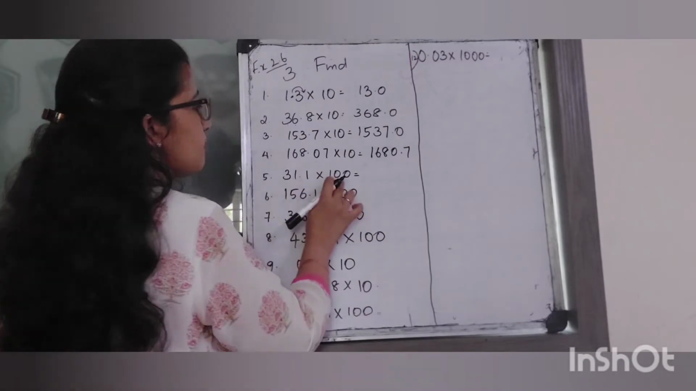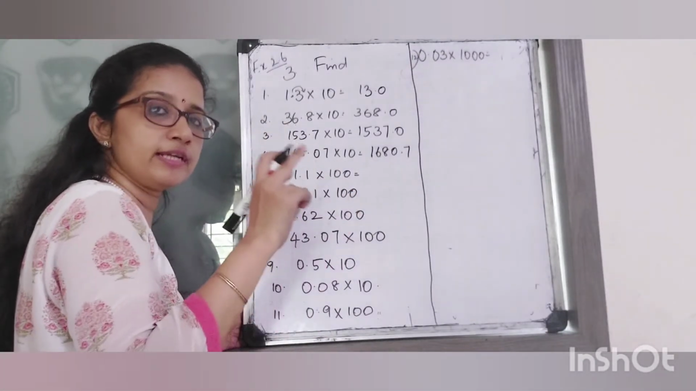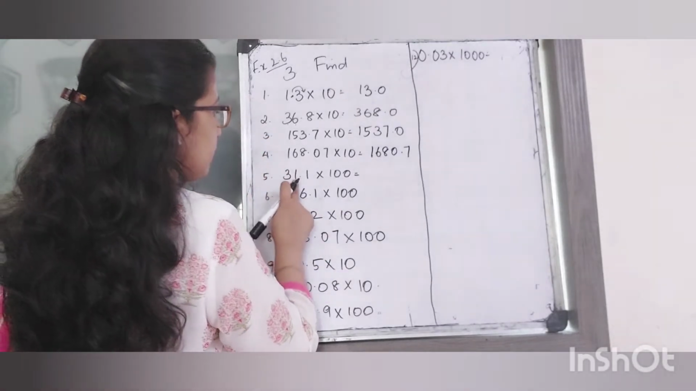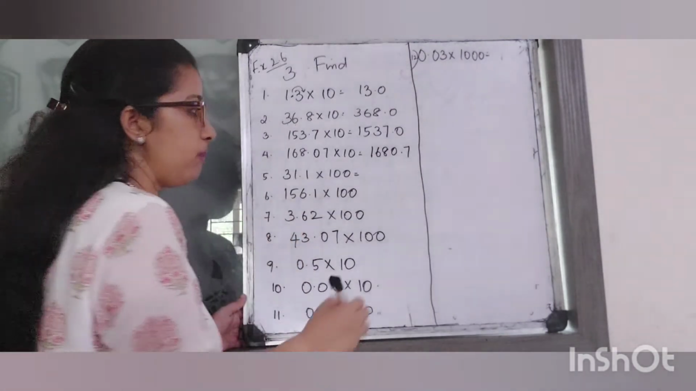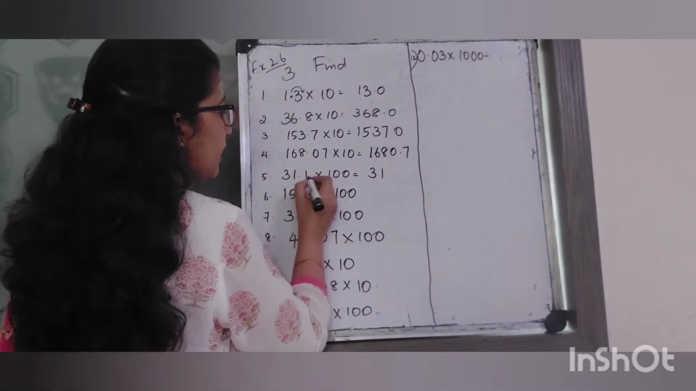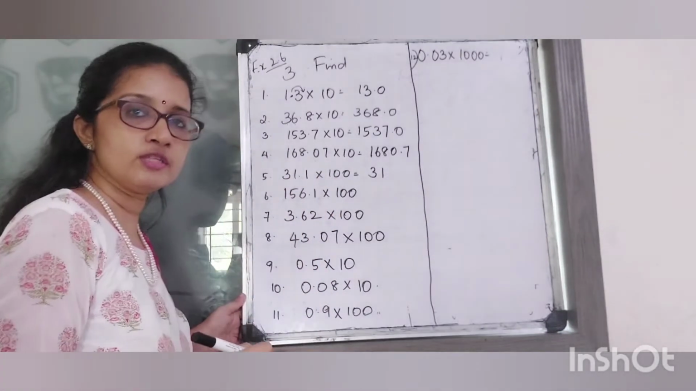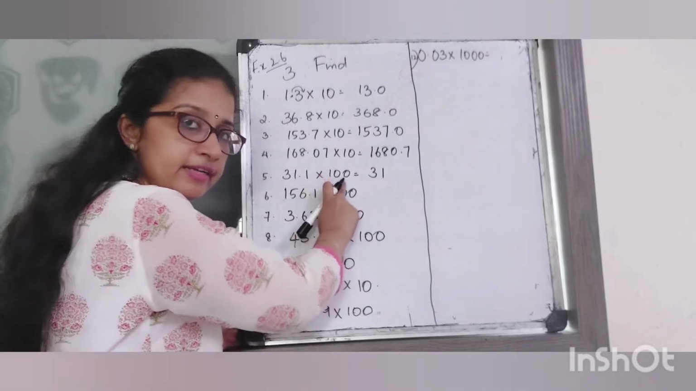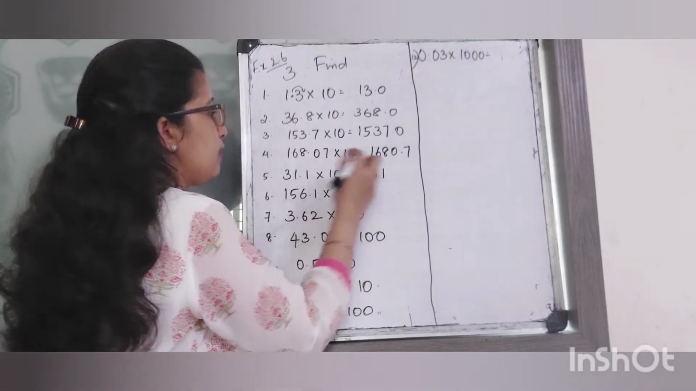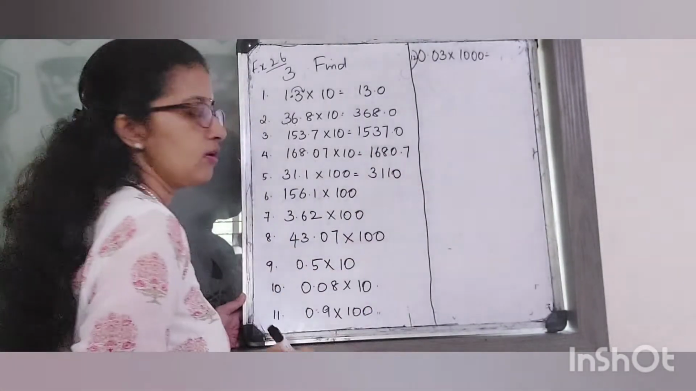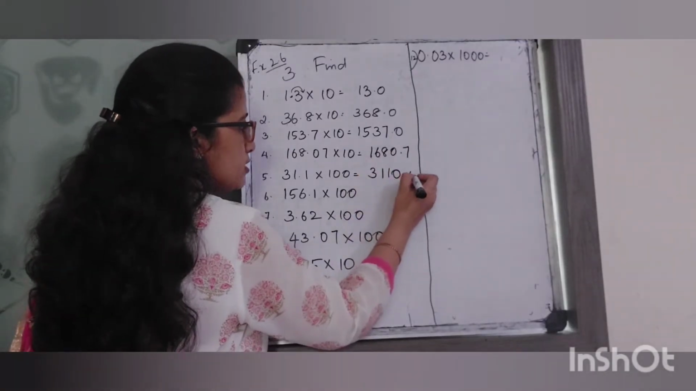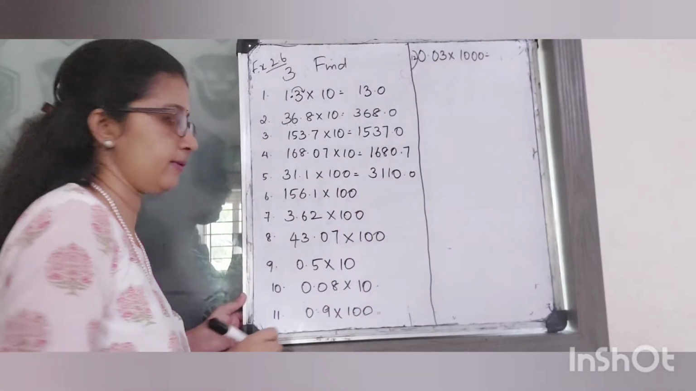Okay. Similarly, the next question is multiplication by 100. So we have to shift the decimal point two places to the right. So what is the answer? 31.1 into 100 will become 31. If we shift it one place to the right, we will get 311.0. But we are multiplying by 100 here. So if you are shifting this decimal point two places to the right, we have to add a 0 here. Okay. So the answer will be 3110.0 or simply 3110.